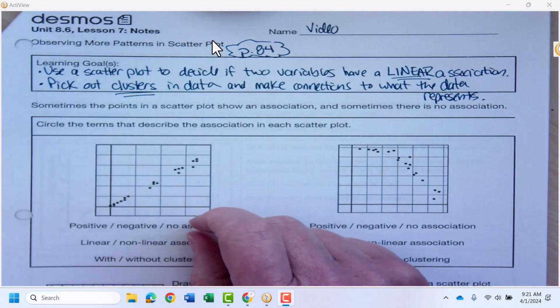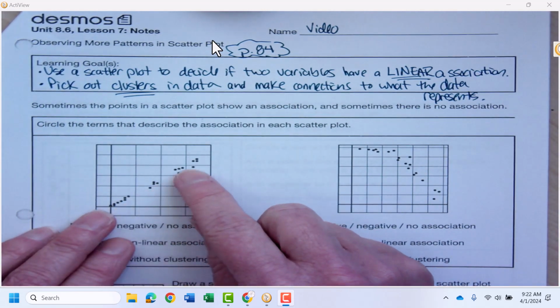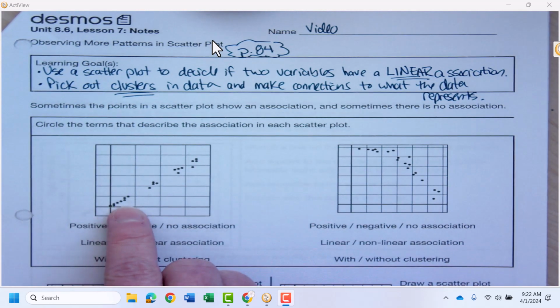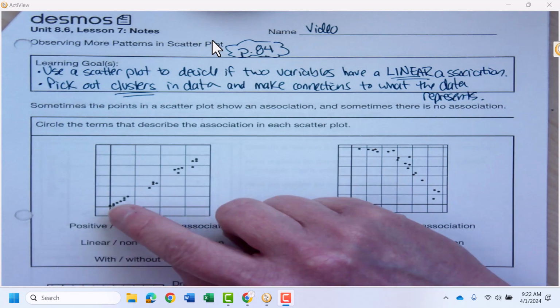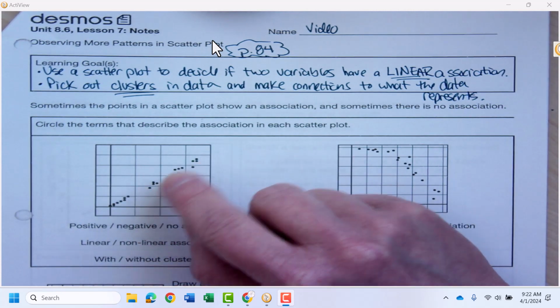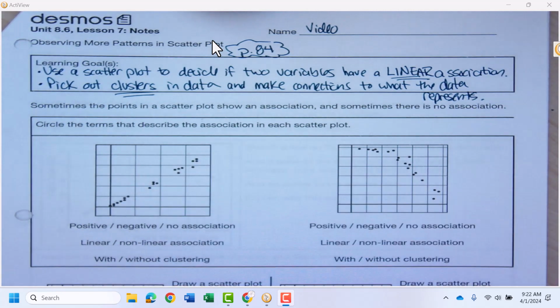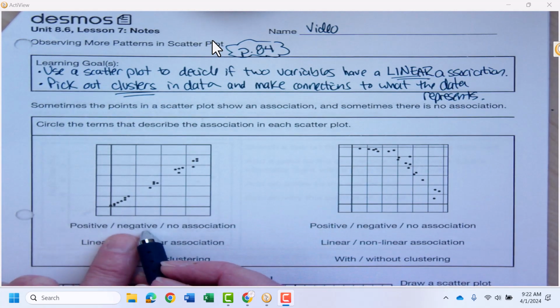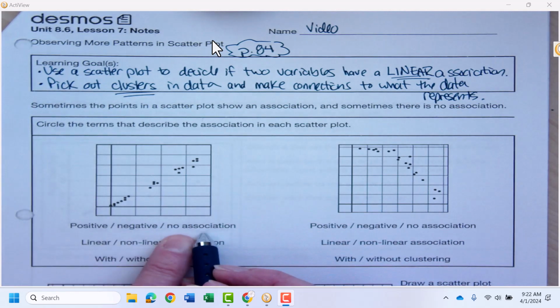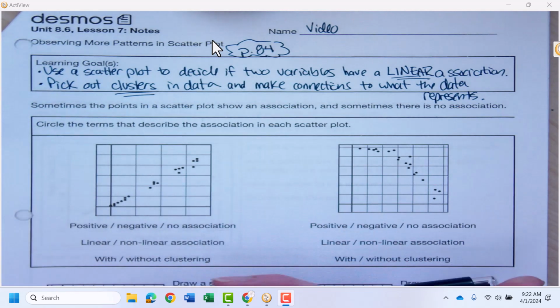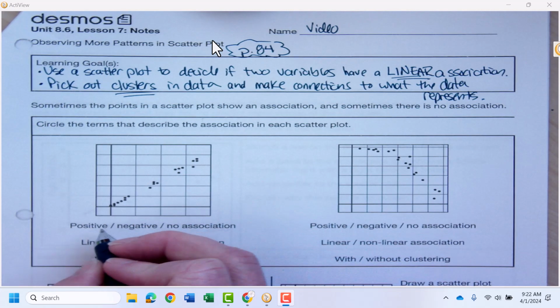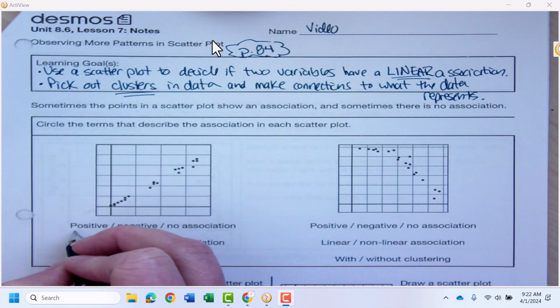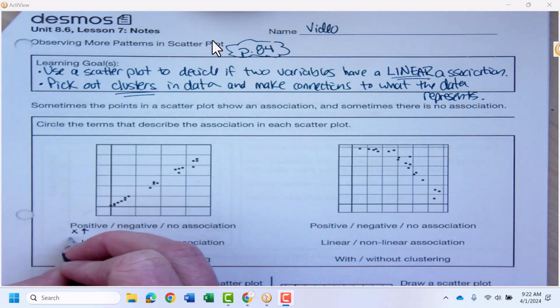Now, as I'm looking at these dots, as I move to the right, or as I go up on the x-axis, I also go up on the y-axis. So as x increases, y also increases. And that helps me determine whether there's a positive association, a negative association, or no association. We've talked about this before, but let me just remind you. Positive means that as x increases, y increases as well. And that's the situation that we have here.